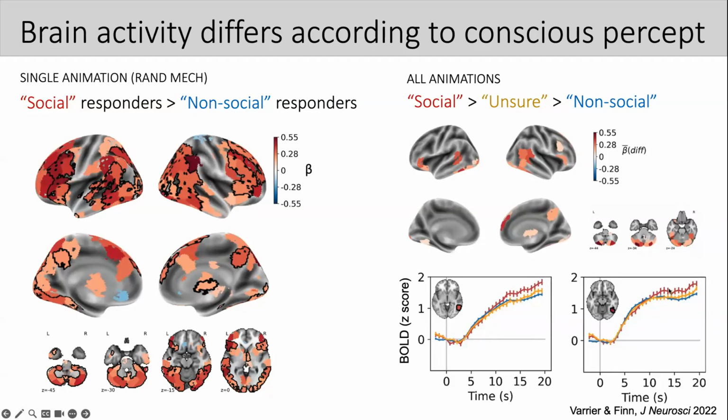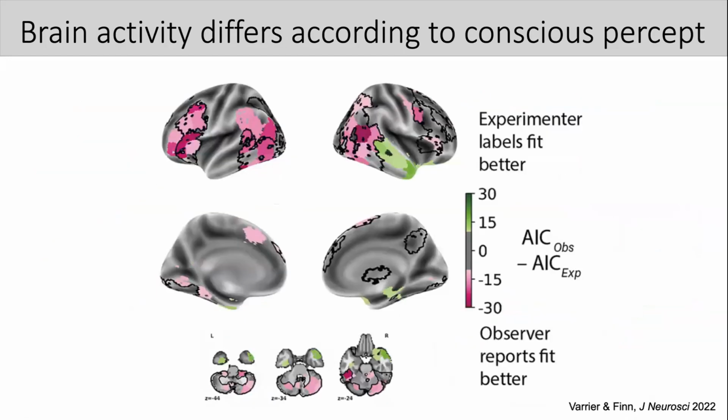These are just some sample time courses from those three responses. And you can see these are building in the beginning, and then by the end, the people that respond social have more activity in all of these regions. So the brain cares about social stuff. We're not the first to show that, but we think it's kind of cool that with that identical visual input, we're able to differentiate based on people's conscious percepts.